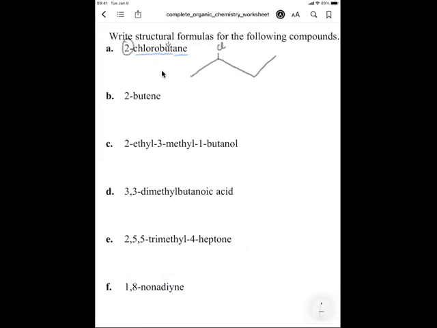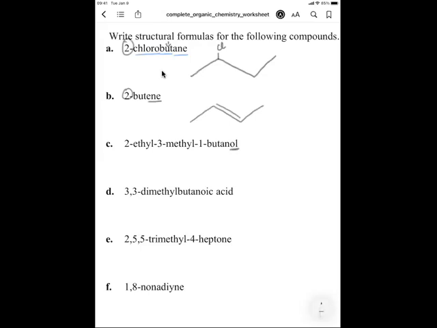Okay. For part B, it's also bute, but now I've got an ene, and that means it's a double bond, and the 2 tells me that the double bond is on number 2. So again, I'll draw 4 carbons, 1, 2, 3, 4. And on number 2, going from number 2 to number 3, I put a double bond. I don't think it matters whether you put it on the top or the bottom. And that's that one.